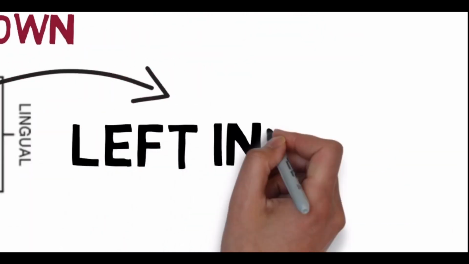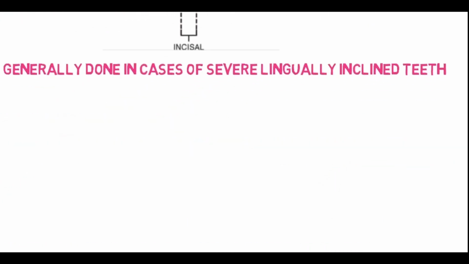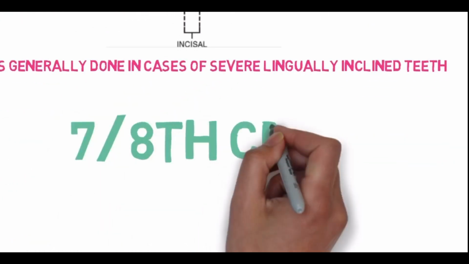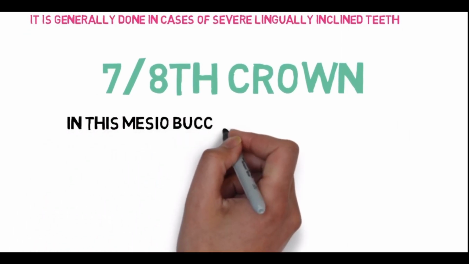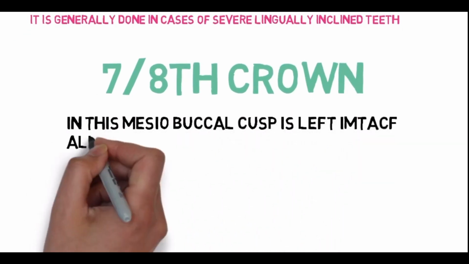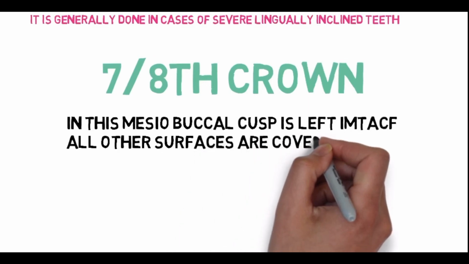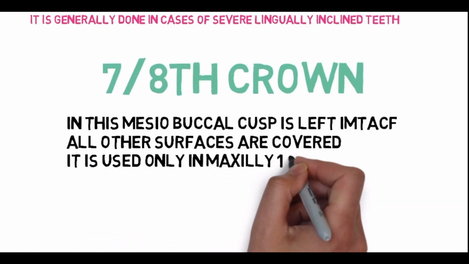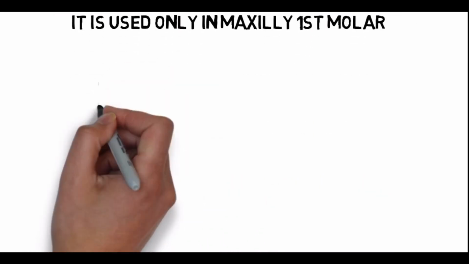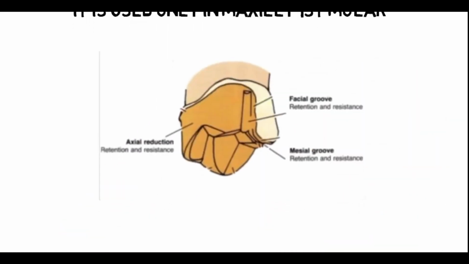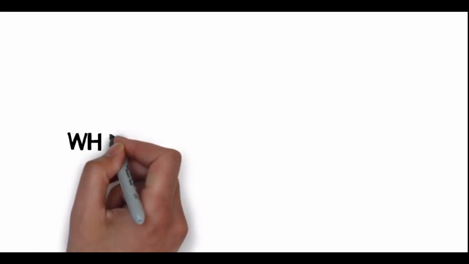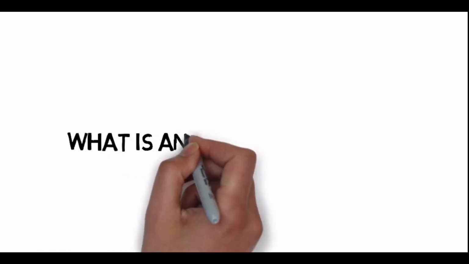Then comes 7/8 crown. Here the mesiobuccal cusp is left intact, that is, one part among all surfaces is left. It is generally indicated in cases of maxillary first molars. For the purpose of aesthetics and various other functional purposes, this kind of preparation is done.